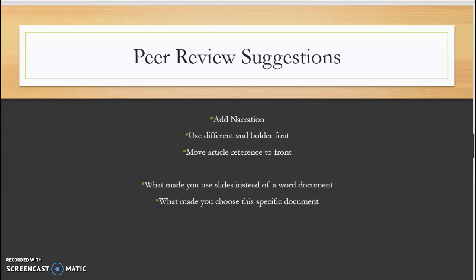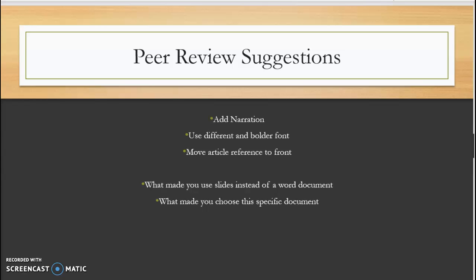What made you use slides instead of a Word document? I chose to use slides because they were very helpful in my writing process for this assignment, and they also gave me a way to explore some of the conventions that I have written about in this assignment. Doing it in a slide did push me above my comfort zone that I have with just writing papers.